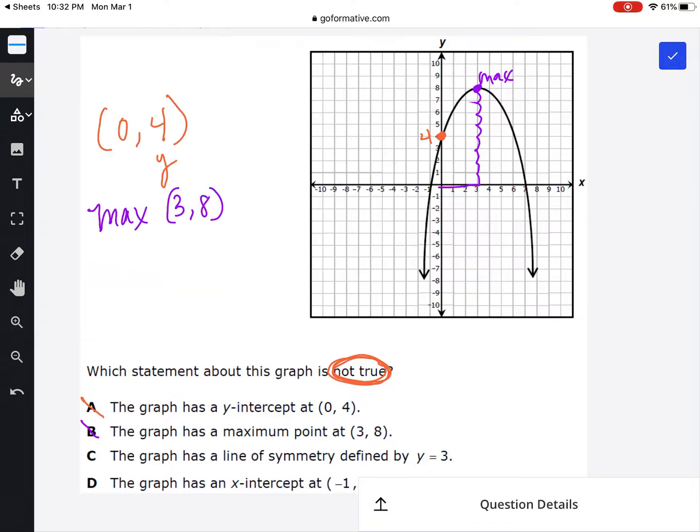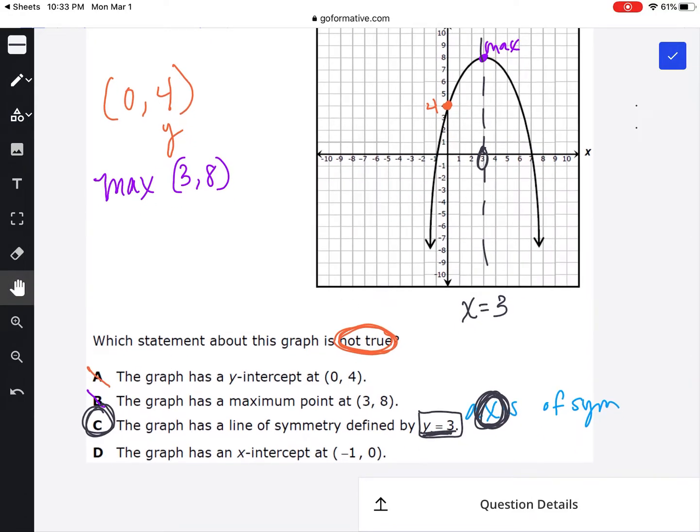Letter C. The line of symmetry is defined by y equals 3. So line of symmetry, another word for that is called the axis of symmetry. Axis or line of symmetry, here we go. I always have you circle the x. So this one, it is not y equals 3. The axis of symmetry goes right down the middle of a graph. It's the invisible line down the middle of a graph, which is at 3, but it's always x equals 3. So this is the one that is not true. So the answer has to be C.